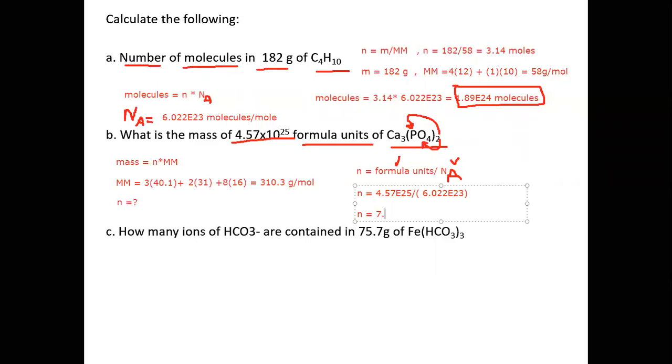And we get 75.89 moles. Let me double check. So that's the number of moles. Now we know the moles, we can find the mass. So mass equals moles times the molar mass, 310.3.